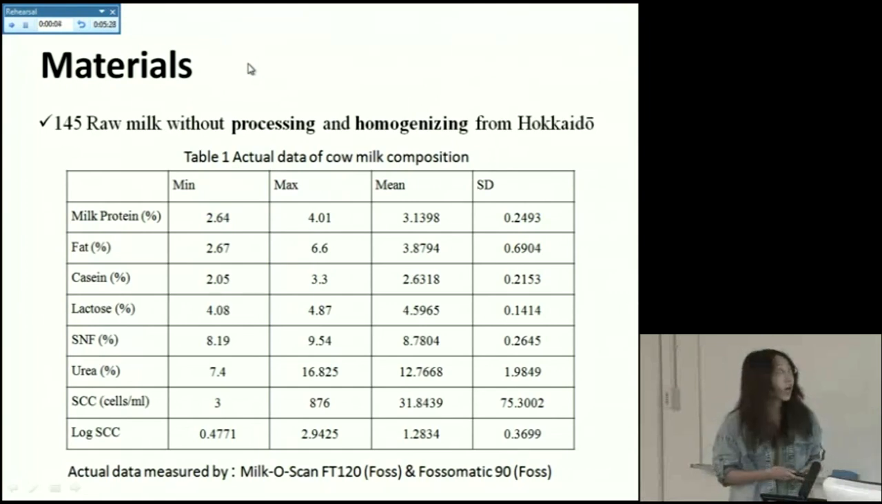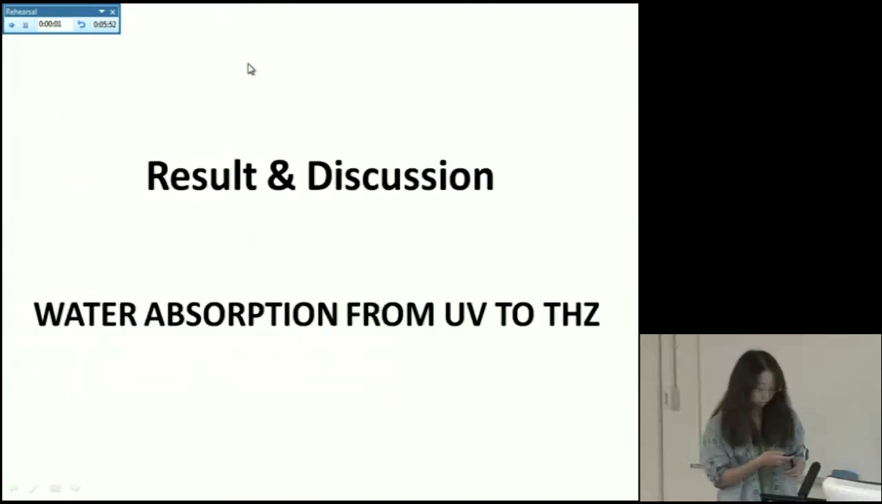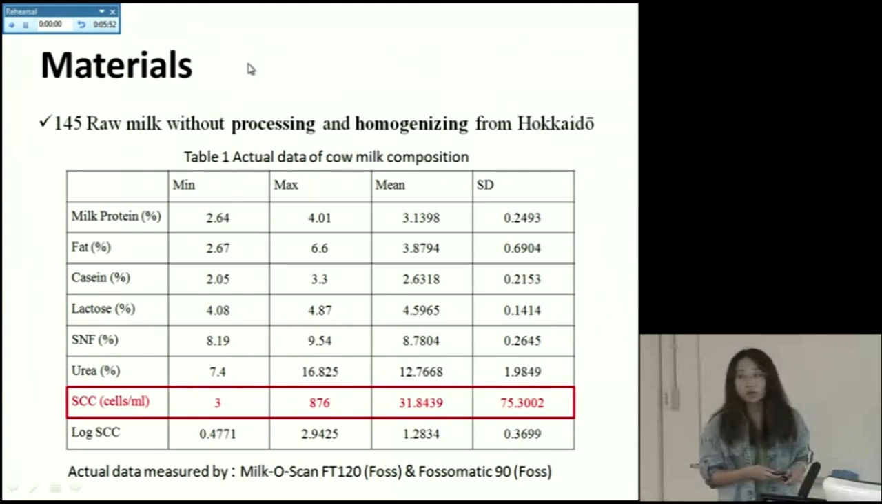In my research, I used 145 raw milks without processing and homogenizing from Hokkaido. This is the actual data of the raw milk composition. We can see SCC values vary on a very large scale, but the other components are basically concentrated and stable.